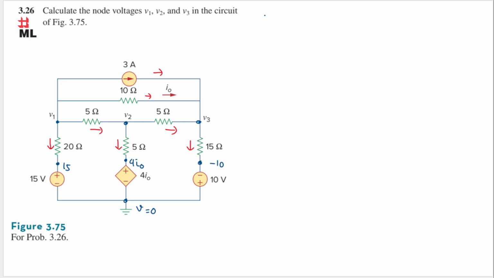Let's do exactly that. Let's do KCL at node V1. And what does KCL say? KCL says that the sum of the currents that go in will equal the sum of the currents that go out. There are no currents that go in to V1. All the currents are going out. So I just put 0 on the left-hand side.